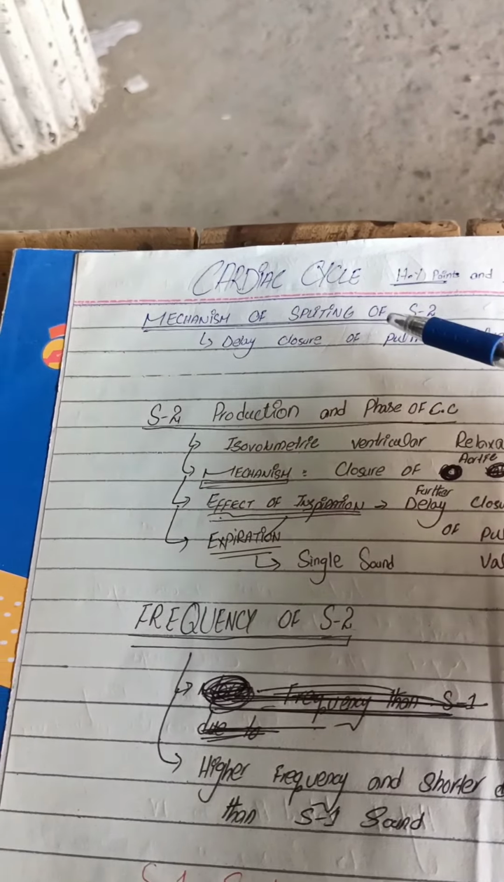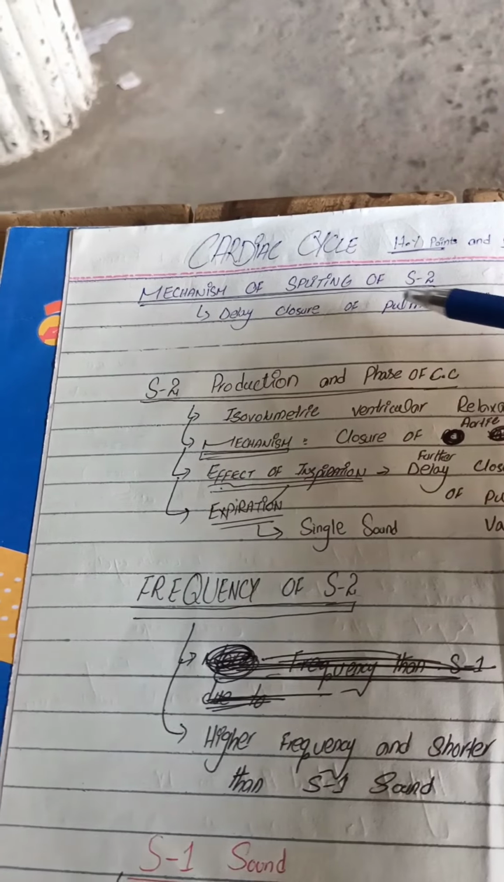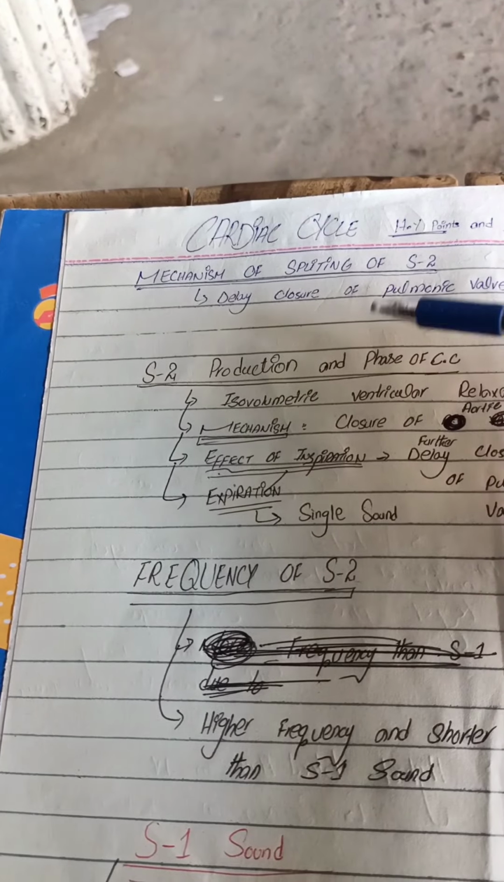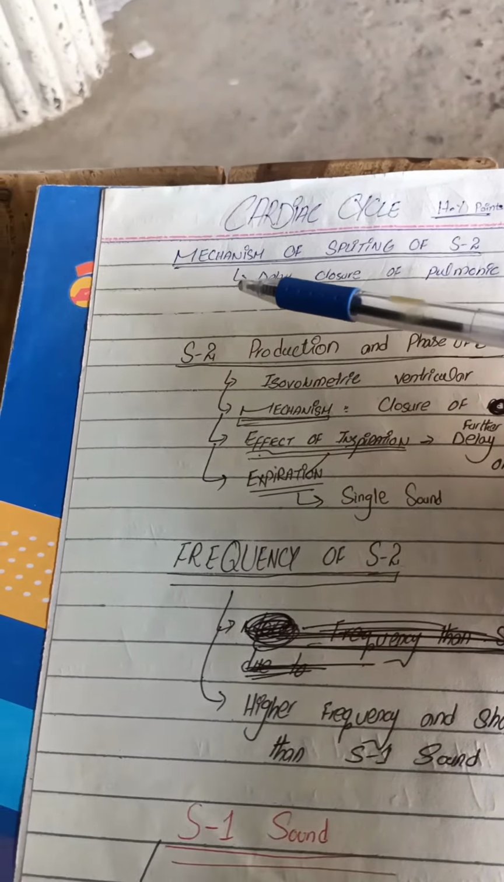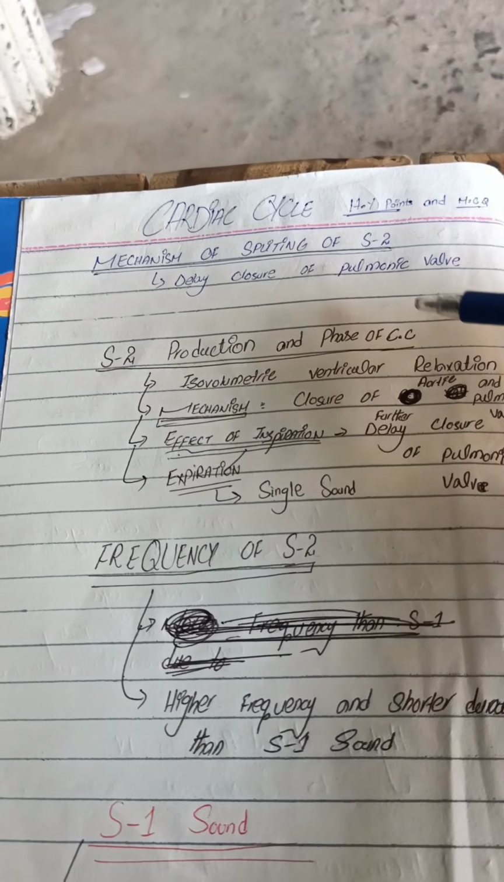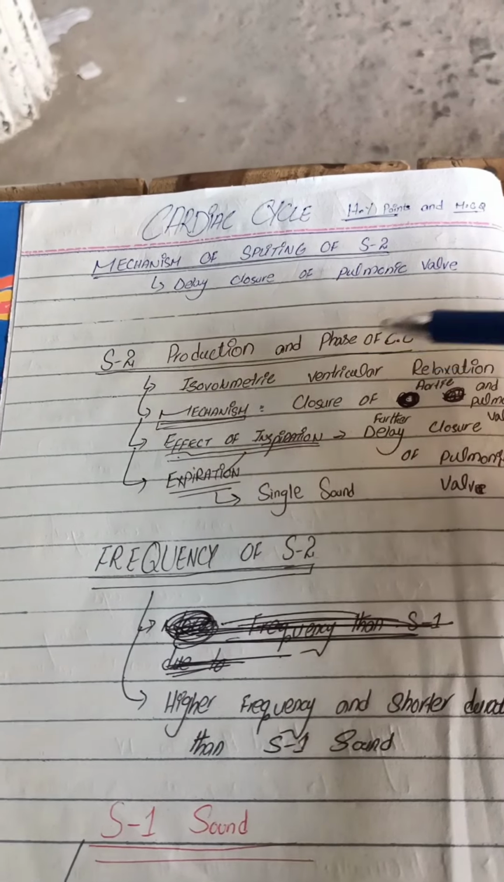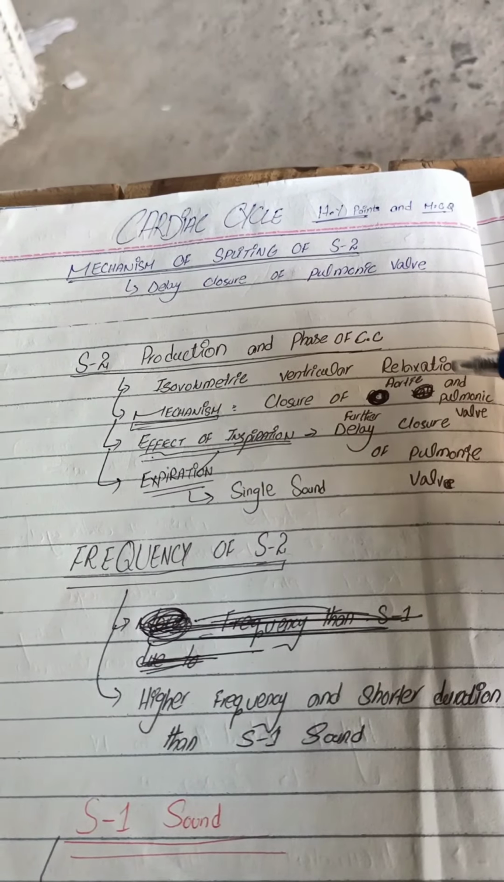sound. The second MCQ is about S2 production: in which phase of the cardiac cycle does S2 production take place? Basically, the S2 sound is produced in the isovolumetric ventricular relaxation phase of the cardiac cycle. What is the mechanism? It is the closure of the aortic and pulmonic valves.